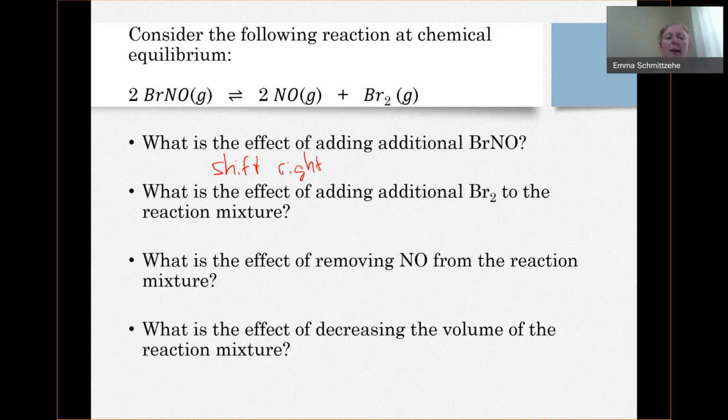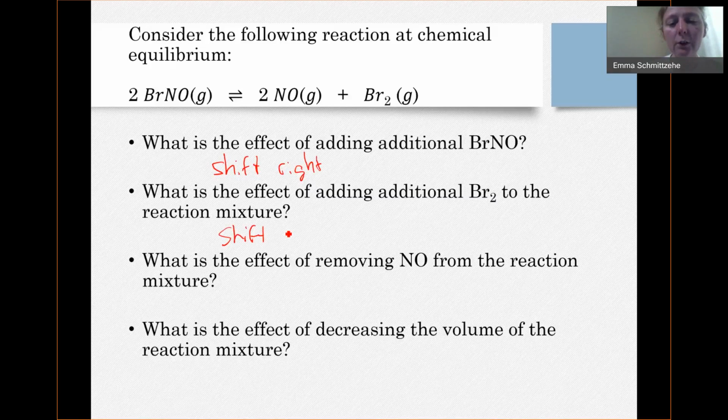Now the next one I say, what's the effect of adding Br2 to the reaction mixture? So Br2 is a product. So that means now my ratio has too much stuff on the top, so it needs to shift away from that. It needs to shift towards reactants to reestablish that proper ratio. So in this case, it's going to shift to the left.